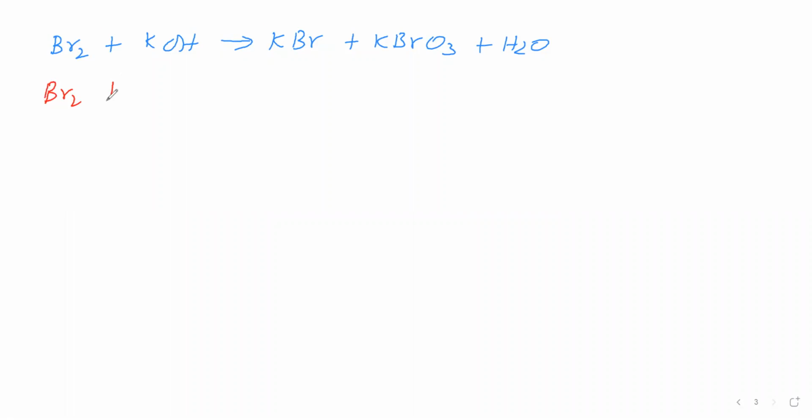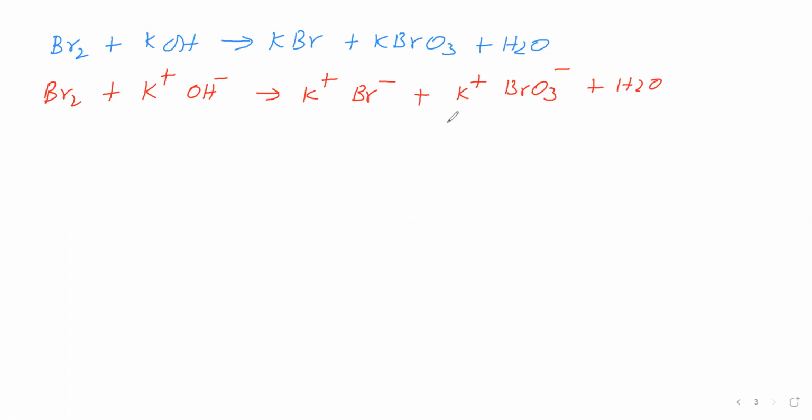So write as it is. Potassium hydroxide is a strong base. It will split into K plus ions and OH minus ions. Potassium bromide is a salt, therefore K plus ions and Br minus ions. Potassium bromate, write K plus ions. Bromate, write separately BrO3 minus. Bromine and oxygen don't split. Water you write as it is.